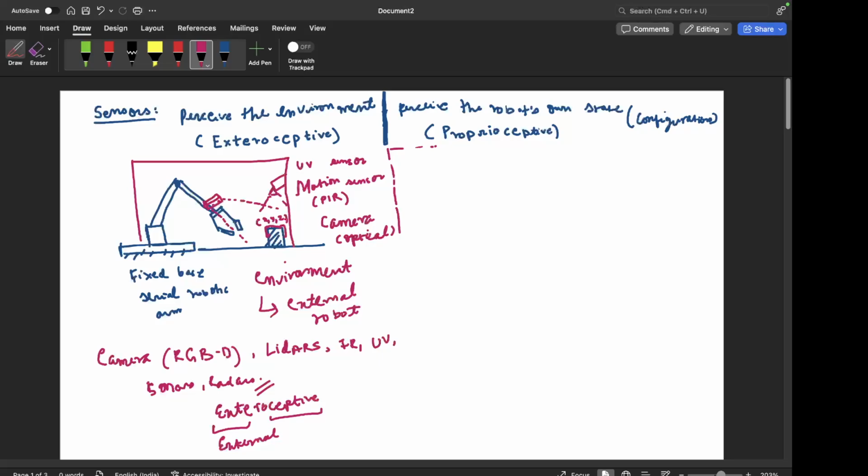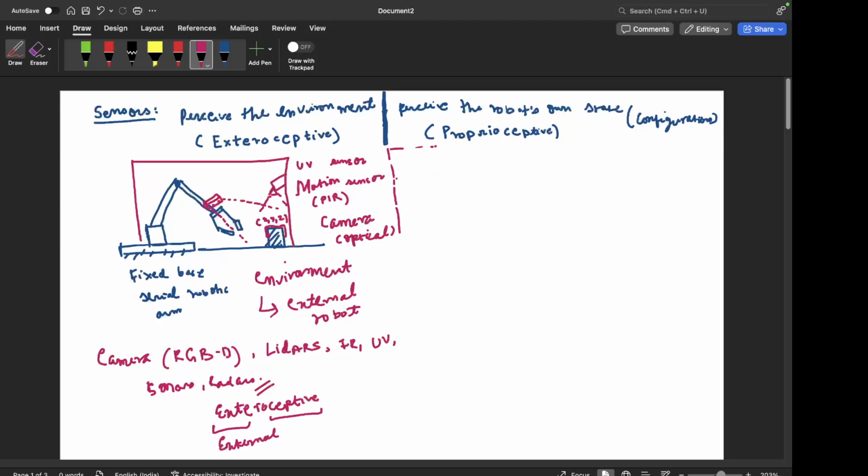It's not concerned about whether the robot is in a dark room, in a well lit room, working in sun or working at night. This is concerned about the robot's own state, own configuration. In the case of a two-link manipulator, it's the information that robots need about what are the actual joint positions and joint velocities that it's currently experiencing.